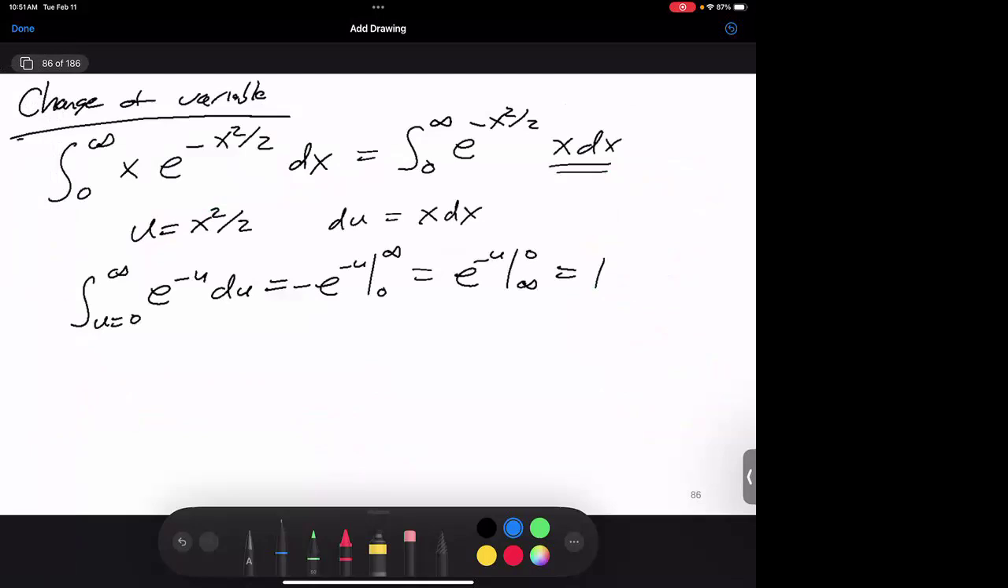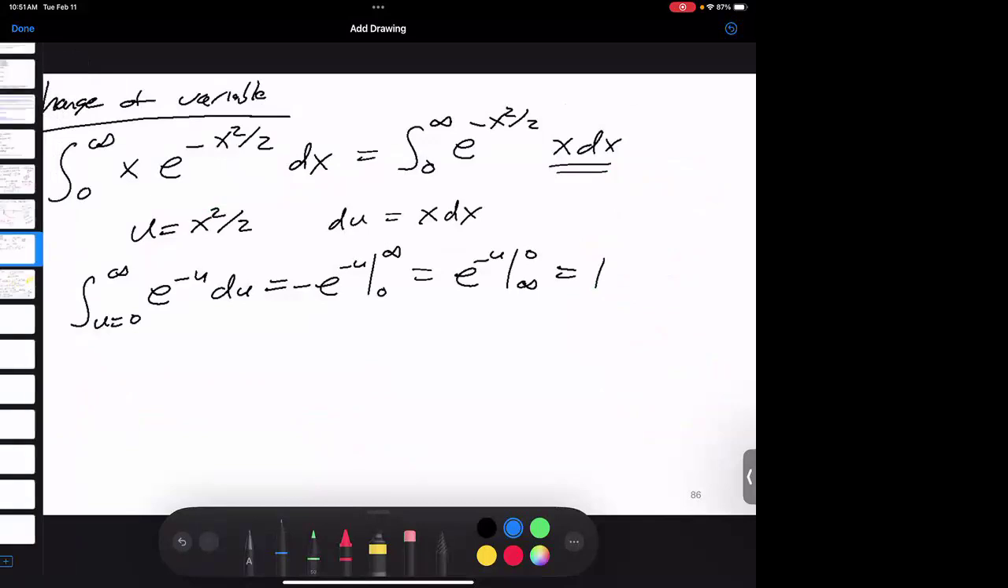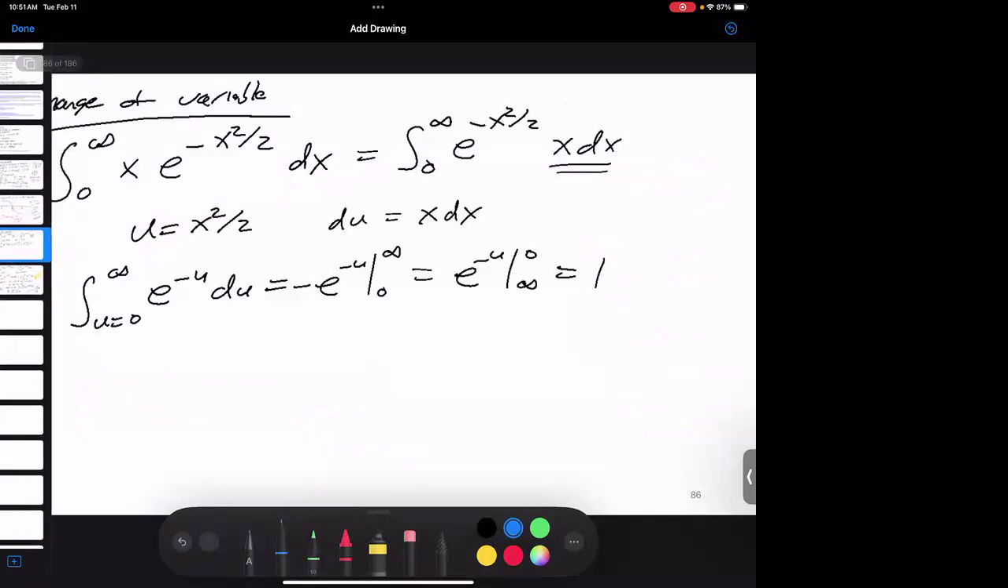And so if I do u substitution, I can take u to be x squared over 2, and then du is x dx. And so when I plug this in, I'm able to do the integral without any trouble.